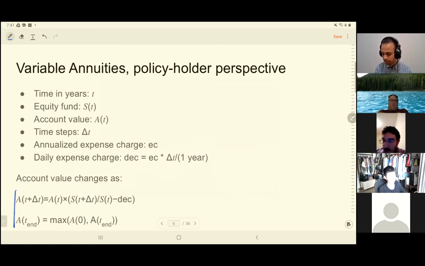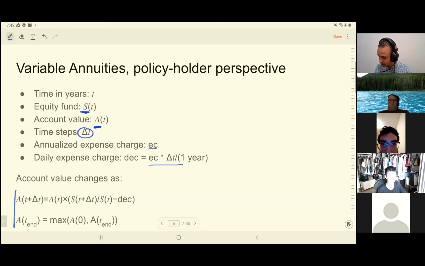So we look at, T represents the time, S represents the underlying equity fund, A is the account value, and then delta T here corresponds to the period with which these charges are assessed. So at every time step, some amount of money is withdrawn from the account to fund its administration, and that happens with a period of delta T. If the annualized expense charge is EC, then the daily expense charge, or maybe this periodic expense charge, is going to be EC times delta T divided by whatever the unit is, in this case years.